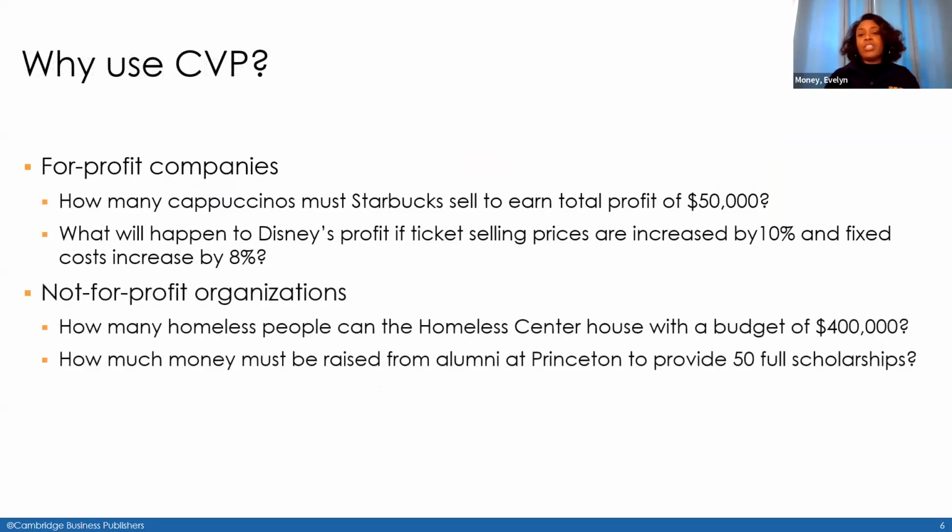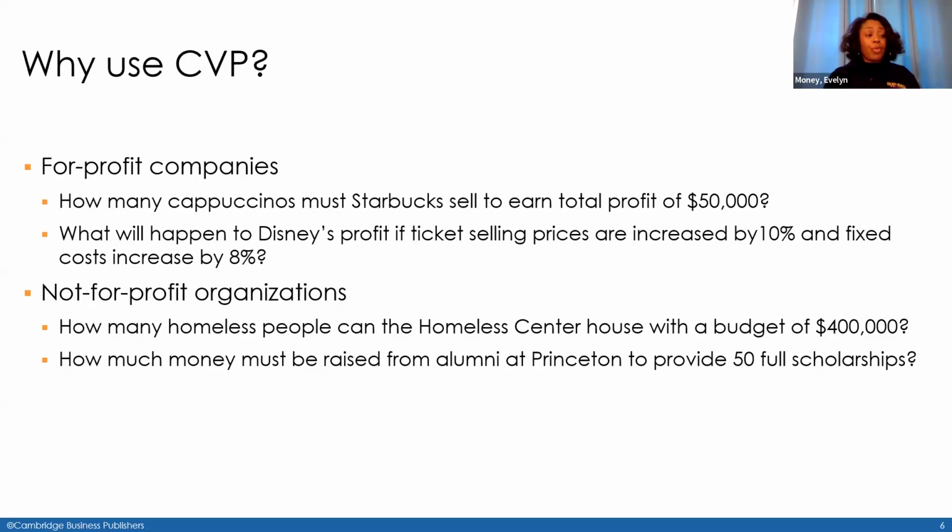Now, why would we want to use it? Well, companies, the primary purpose of a business is to maximize shareholder wealth. And if we are looking to provide a certain amount of profit to our stockholders or our owners so that we can have enough to share dividends and enough to reinvest in ourselves, then it is important for us to predict how many units we need to sell in order to make a certain amount of profit. And that's what cost volume profit analysis does.